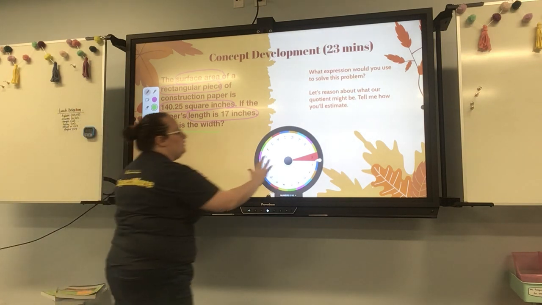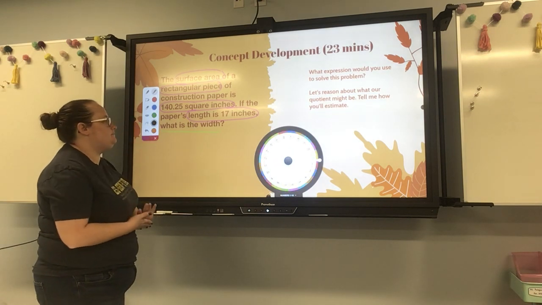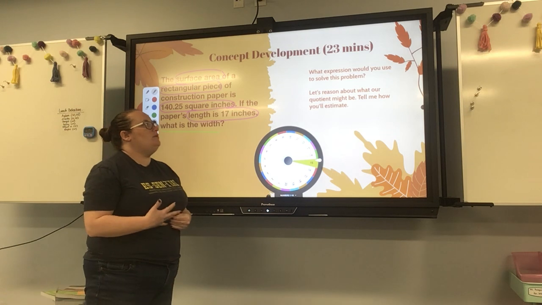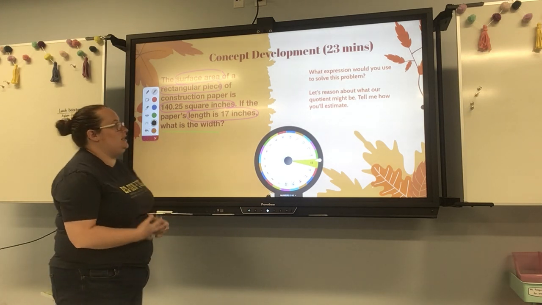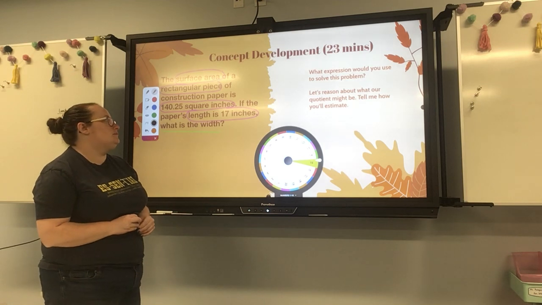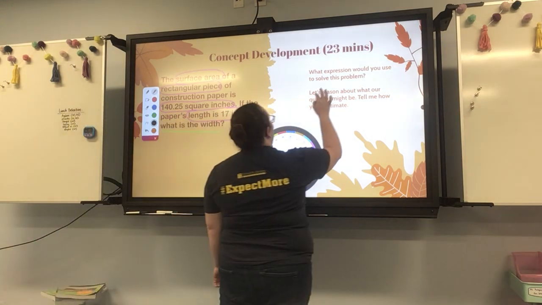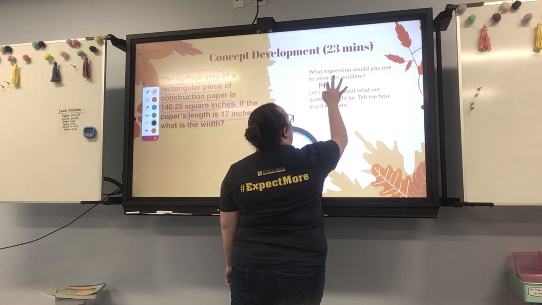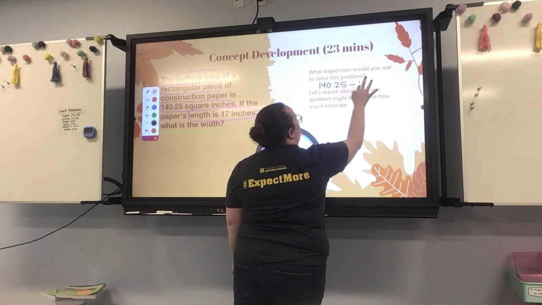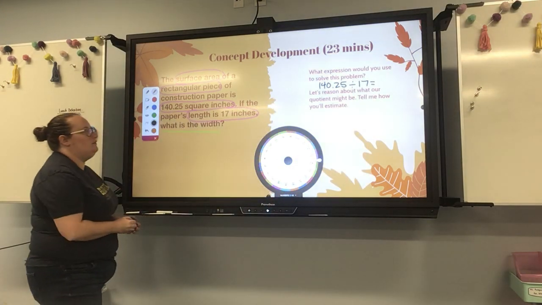Okay, so number 15. What would be the expression that I would need to solve? Number 15. Very good. It would be 140.25 divided by 17. What type of picture could I draw?